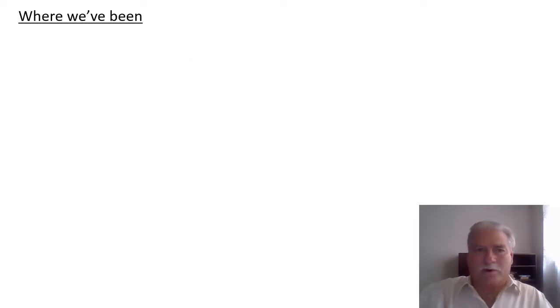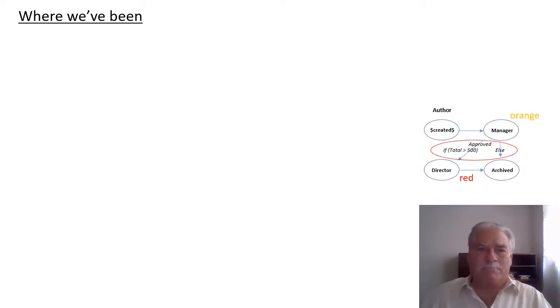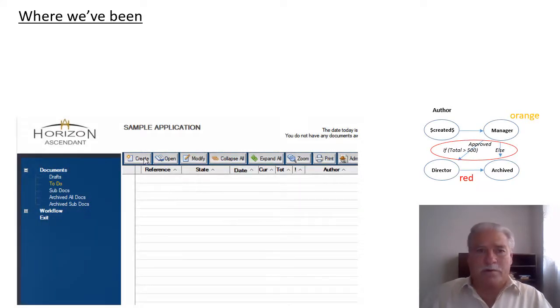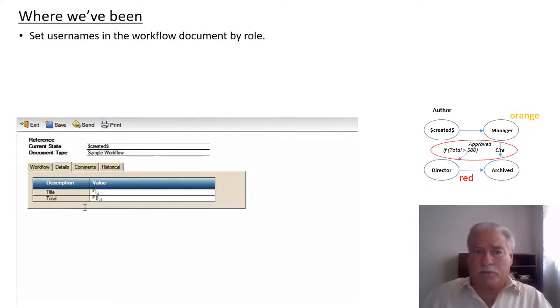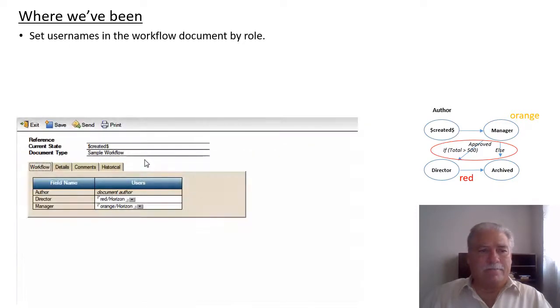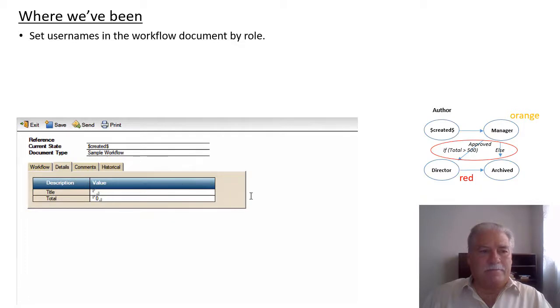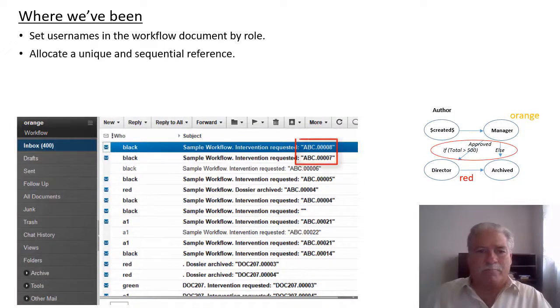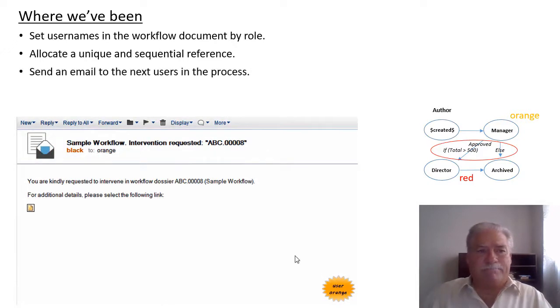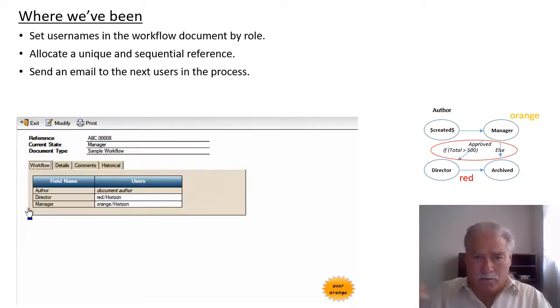Just a quick note on where we've been in the last video. We've created a simple workflow that you can see on the graphic on the right part of your screen. We set the user's name in the workflow document by role, as you could see there. We're creating two documents in the workflow just to show how we can route them differently depending on a value in the document. We allocate unique and sequential references to the documents, and of course send an email to notify the next users in the process that it's their turn to intervene.